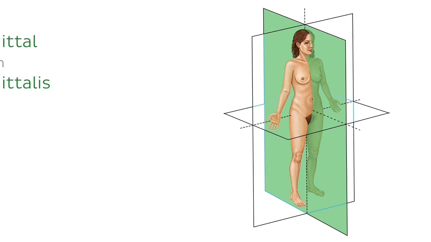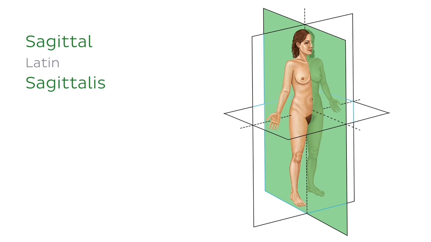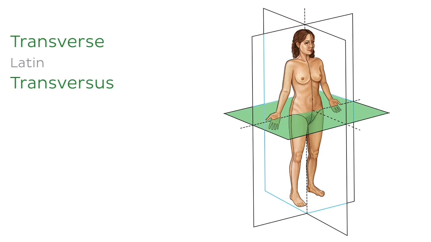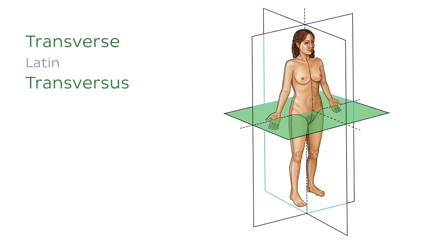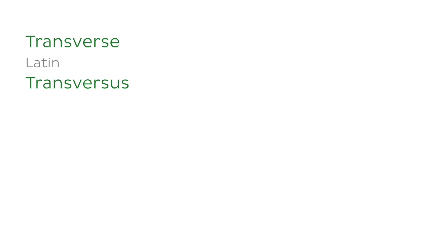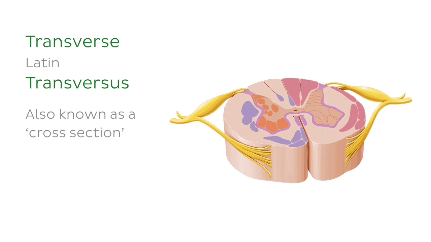The sagittal plane is also a vertical plane, which is perpendicular to the coronal plane, meaning that it splits the body into left and right parts. A sagittal plane that runs directly through the midline is also called the mid-sagittal plane or the median plane. The transverse plane is our last plane, and it's a horizontal plane, also referred to as the axial plane. It divides the body into superior or upper and inferior or lower portions. And in gross anatomy studies, transverse sections are also referred to as a cross section.